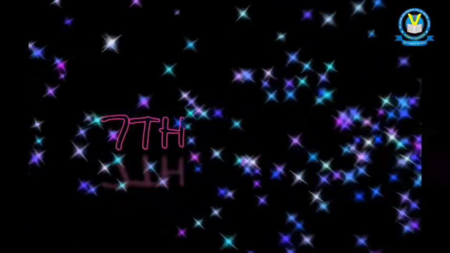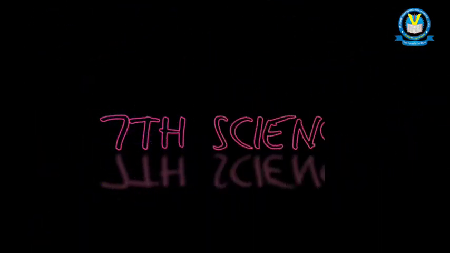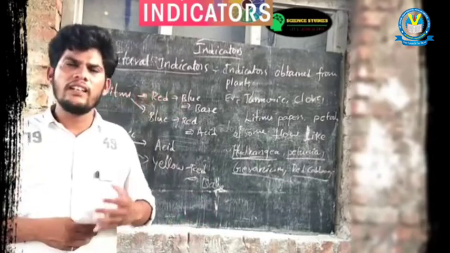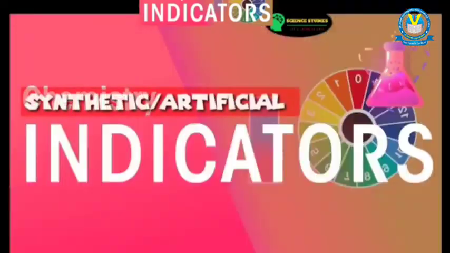In the previous class, we learnt about natural indicators. In this video, we are going to learn about artificial indicators or chemical indicators. And one is artificial or synthetic indicators.